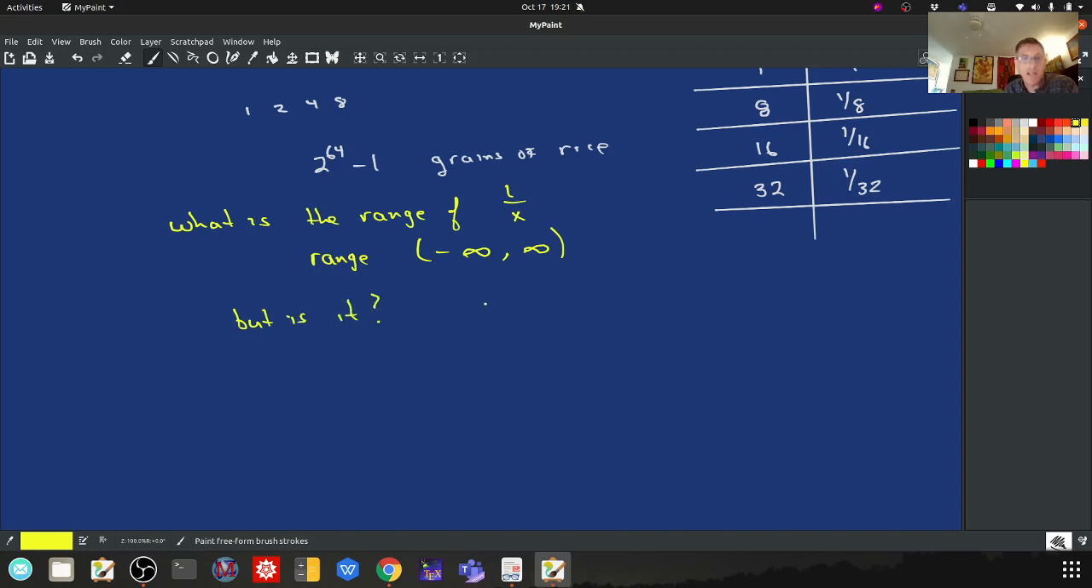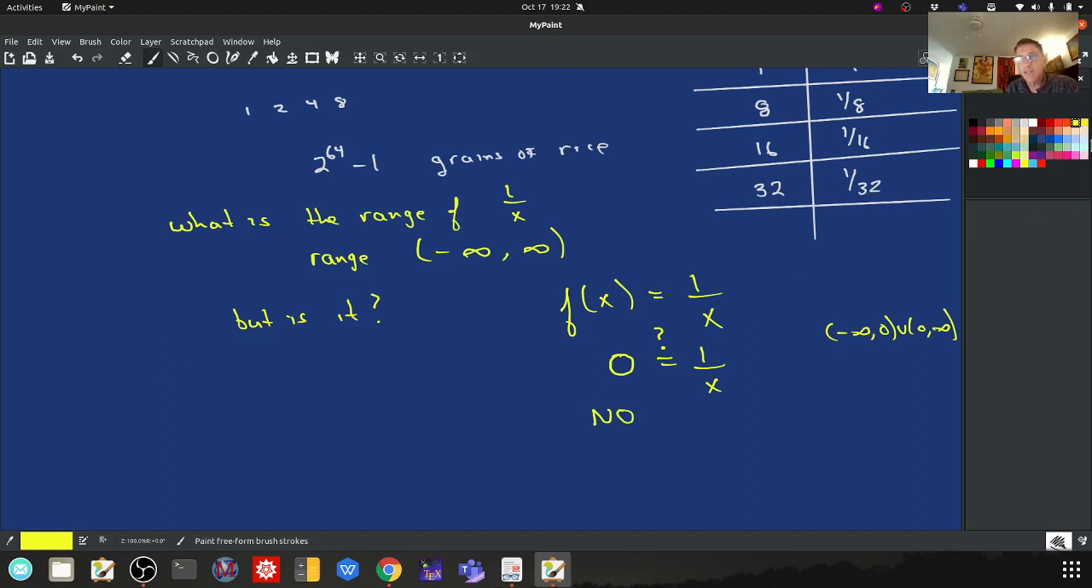So what we need to check is, can 1 over x ever cross the x-axis or touch the x-axis? If f of x touches or crosses the x-axis, that means f of x, which is, remember, y, is equal to 0. Well, can we ever have 0 equal 1 divided by x? Is there any number in this domain? And the answer is no.